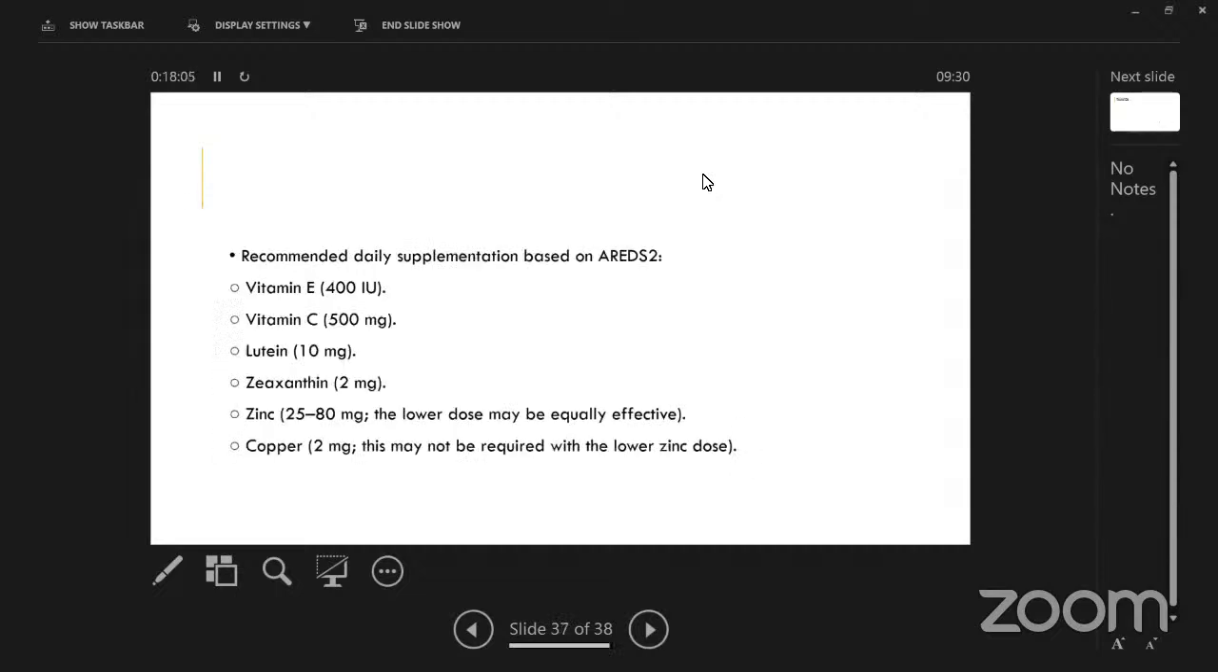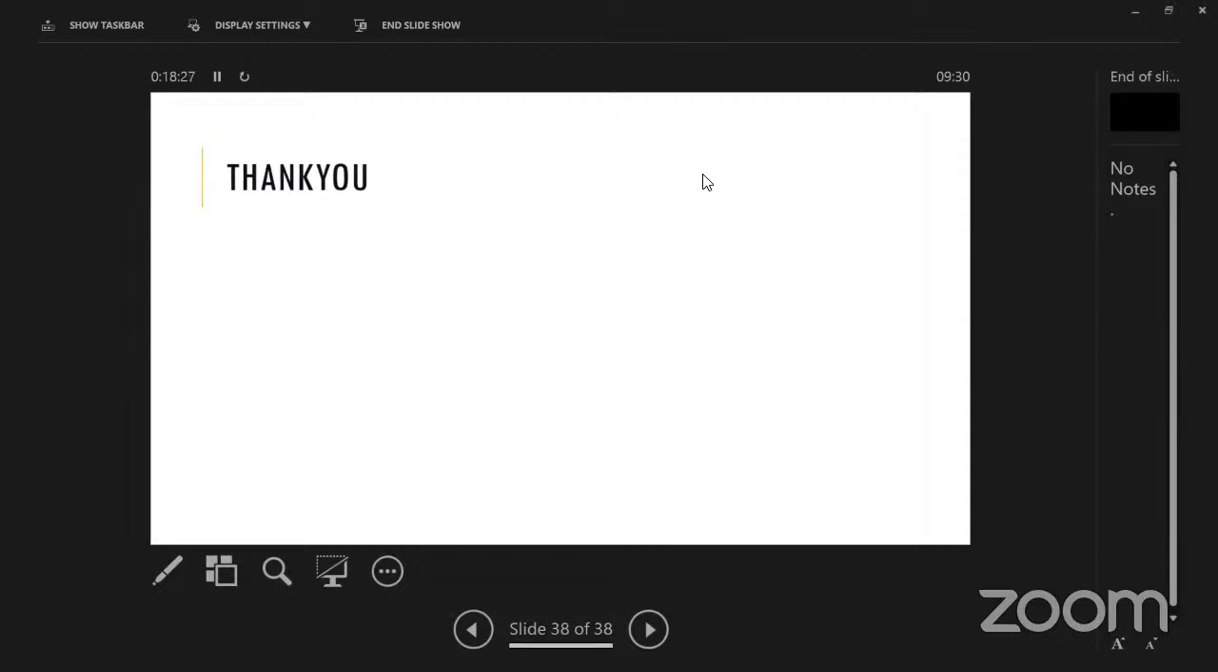So the current recommended daily supplementation based on AREDS2 includes vitamin E 400 international units, vitamin C 500 milligram, lutein 10 milligram, zeaxanthin 2 milligram, zinc 25 to 80 milligram. 80 milligram can also be given. Copper 2 milligram. This may not be required with the lower zinc dose. So that's it.